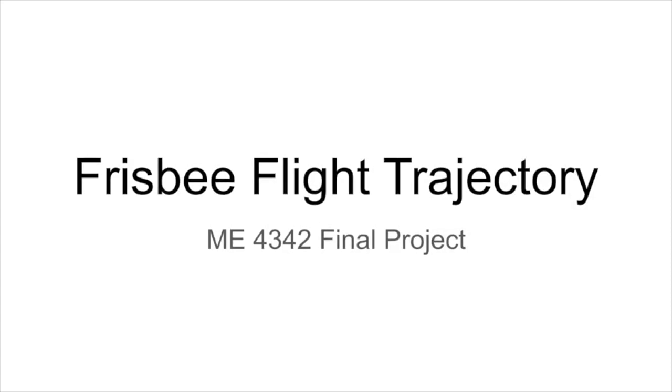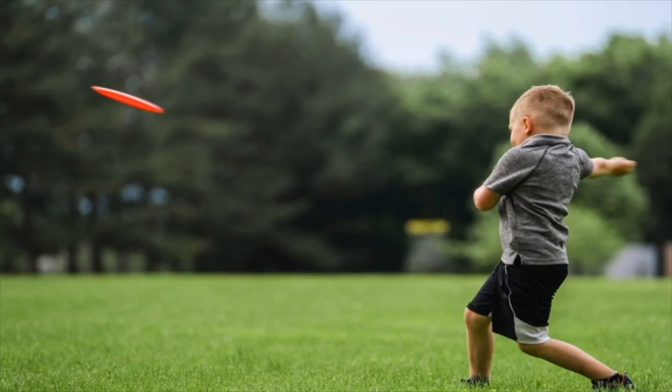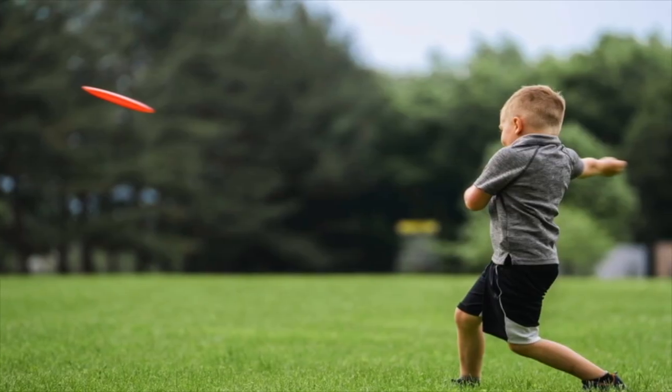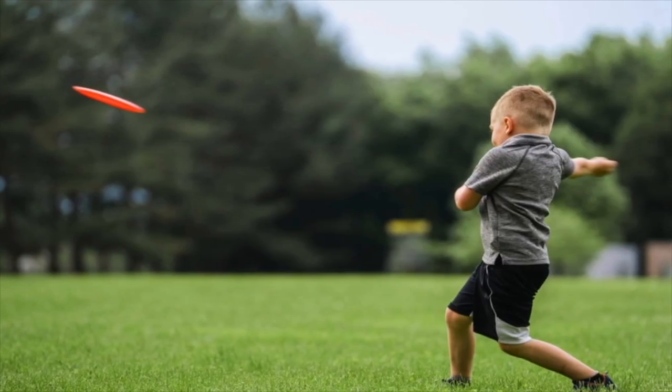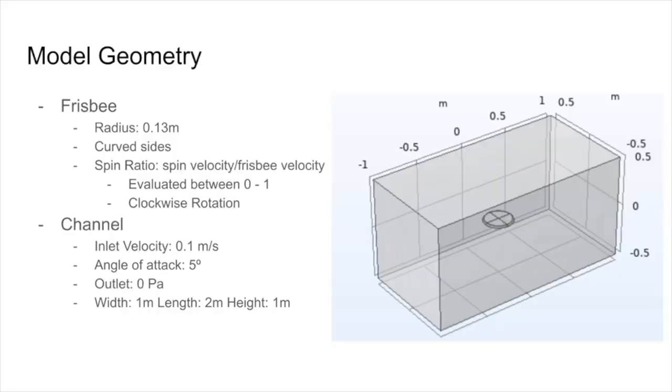Have you ever thrown a Frisbee forward with some spin and been surprised by it going up or moving to the left or right? This study was done to analyze forces on a Frisbee to determine how spin affects Frisbee motion. The model geometry used was a Frisbee of radius 0.13 meters with curved sides as seen in the picture.